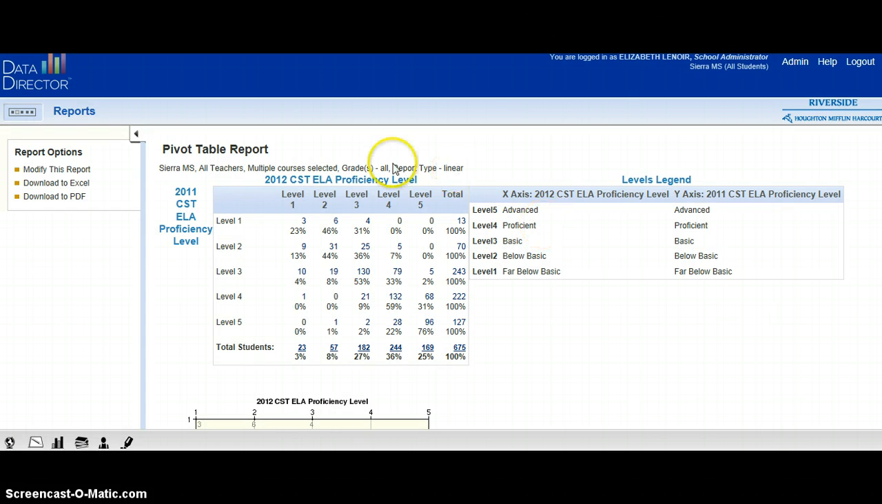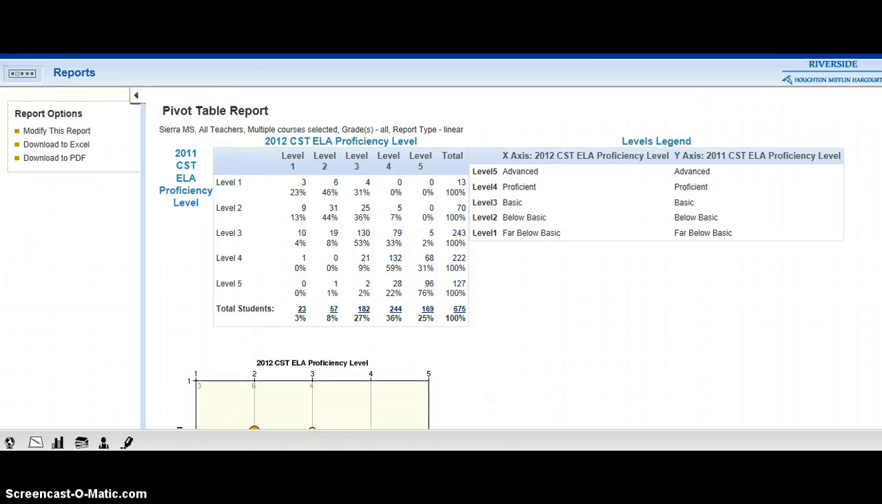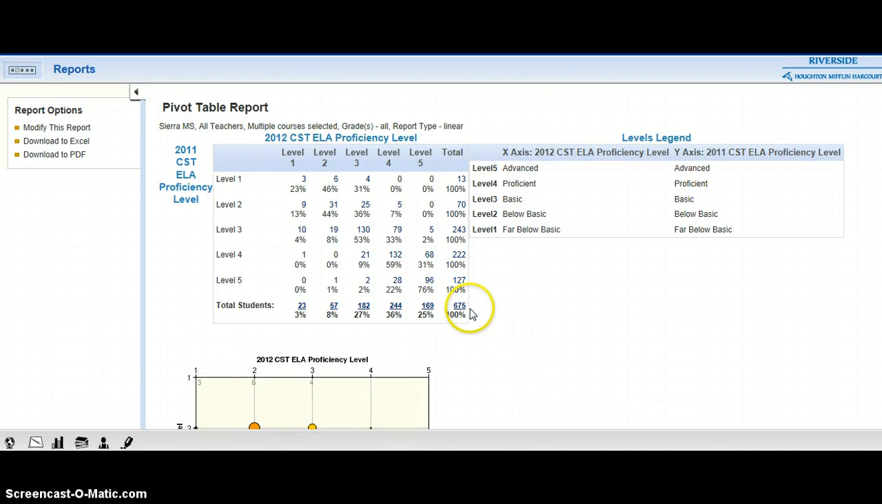Here's all my information about where all our students landed. This shows that 675 students have data from 2 years to compare. So how they did 1 year and then how they did the next year on the CST English Language Arts. It's about right because remember we have some students who move in without previous year scores, and then we have students who take the CMA and students who take the CAPA.